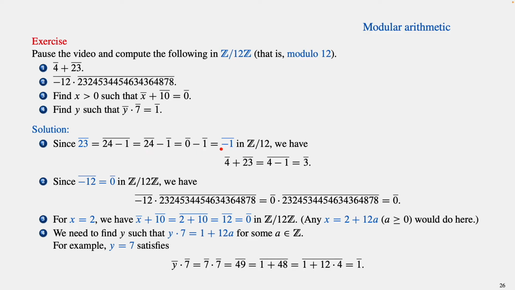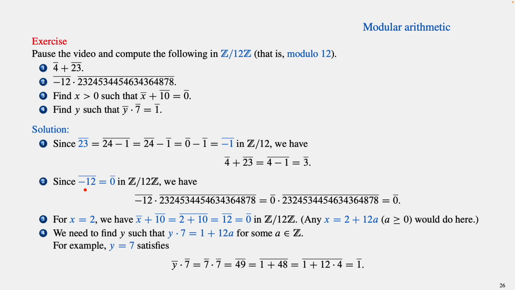So we have minus 1 in Z over 12Z. And if we add 4 to 23, then this is actually 4 plus minus 1, so 4 minus 1, and this makes 3.